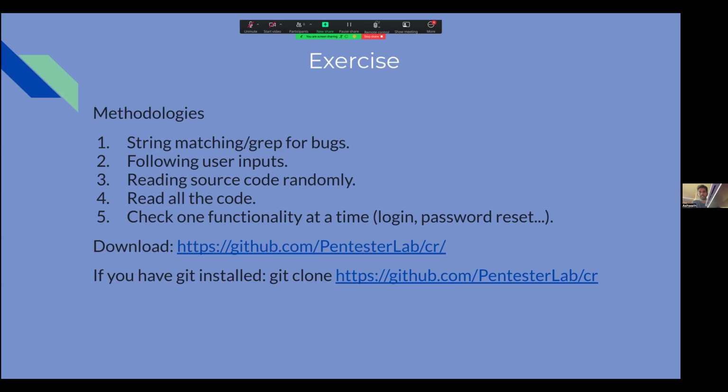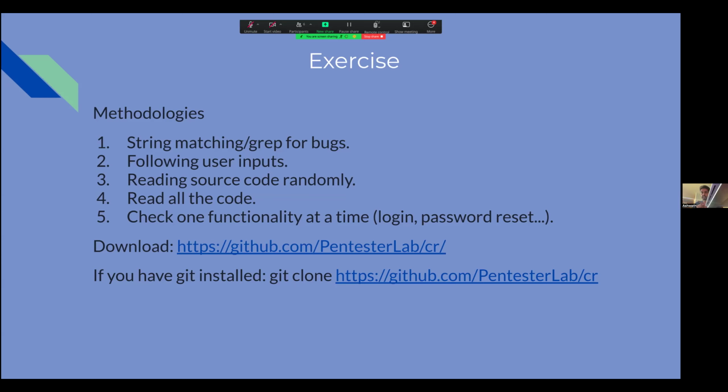A couple of strategies you can use here: following user input is one great thing, because when you're reading code, it's easier to figure out the flow of the program. User inputs A, then this function is called, then this function is called, so you know how the functions change. One methodology is to just follow the user input.